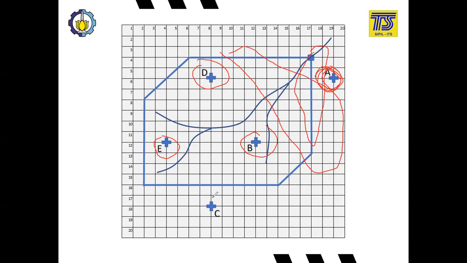Same goes with station C right here. It's okay if you only want to do it using these stations, but in this exercise you cannot choose, I guess, because this is an exercise. But in reality, if you only got the data for these stations, it's okay because you only got data for those stations.